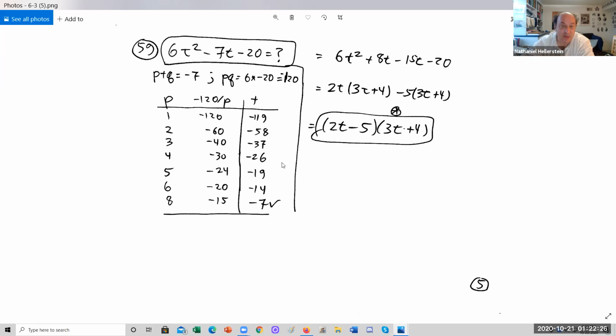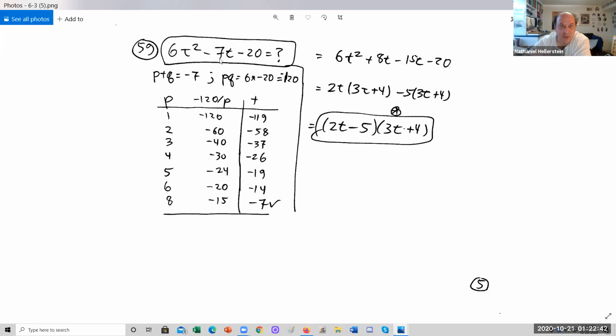The problem was that these were two numbers which had a big product, but they had to be of opposite sign because their product's negative, and their sum is small. So I had to go a fairly long way before I got a small enough sum.